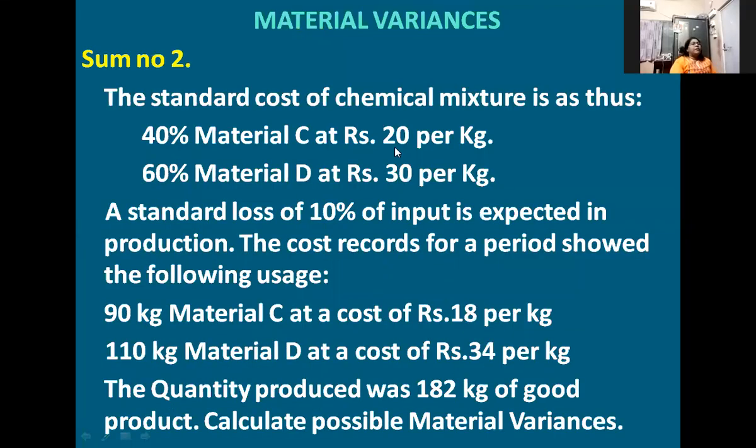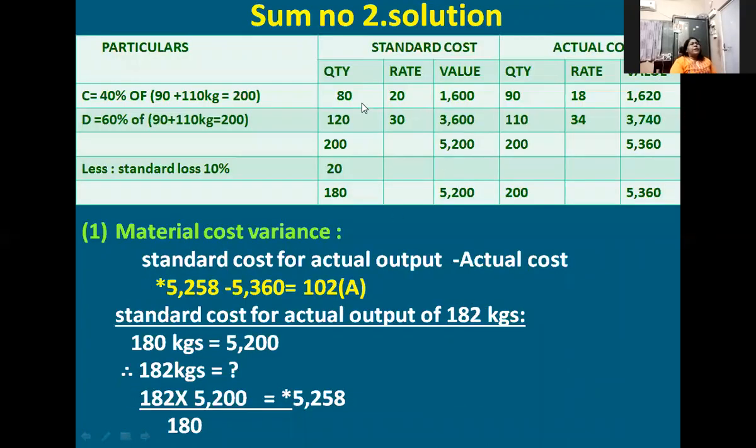Here I mentioned over the respective rate. The respective rate is 20 and 30. This is all about the standard cost, so don't take this rate as actual. This is only talking about the standard. That's what I made the calculation 40%, 60% on. So 20, 30: multiply 80 into 20, 1600, 120 into 30, 3600. So 1600 plus 3600 we get 5200. So this is all about standard cost.